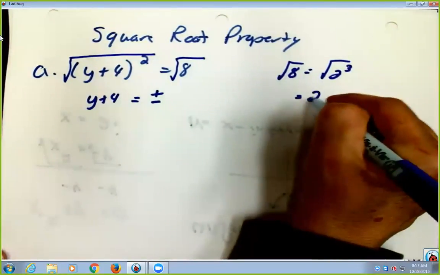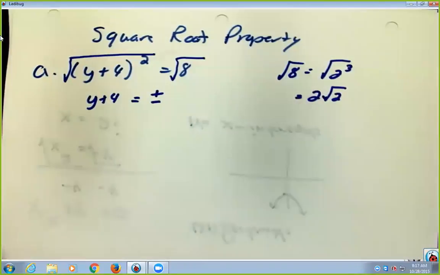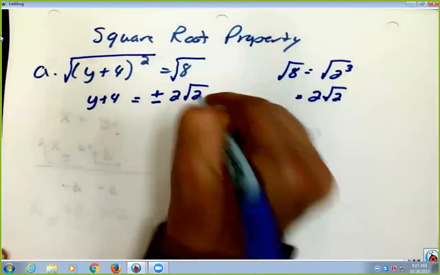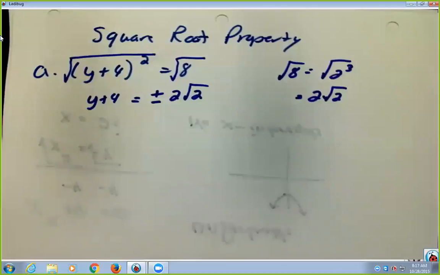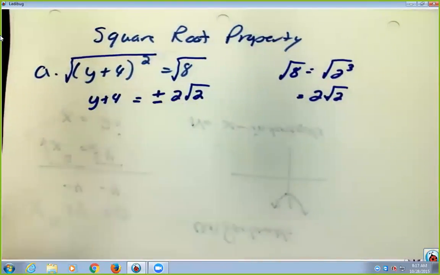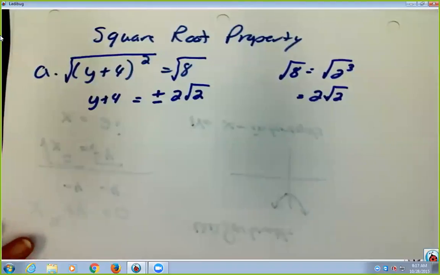And from chapter 9, we pulled out a 2 and we left a 2. So this is equal to 2, the square root of 2. So when we do that, that's the piece that we, of course, end up with. So far, so good? Again, skills from chapter 9. So chapter 9 is going to be playing a big role in all of this.